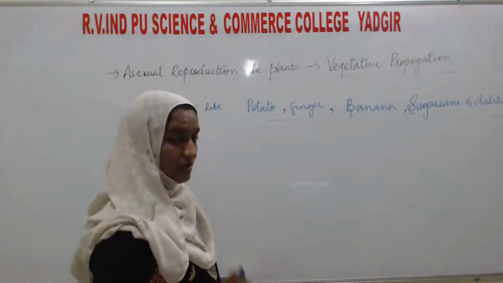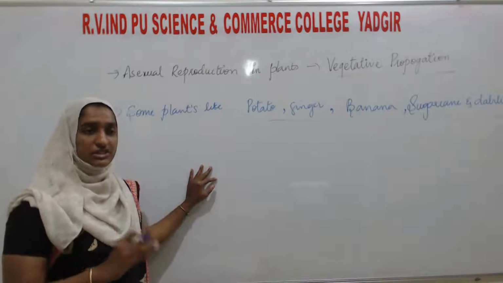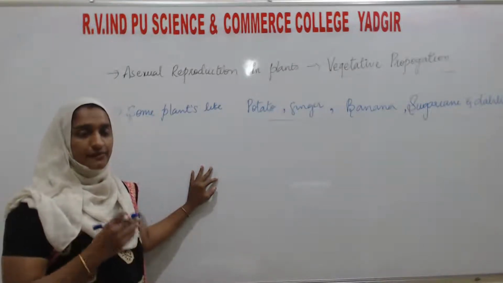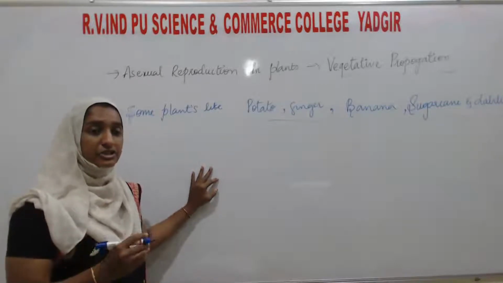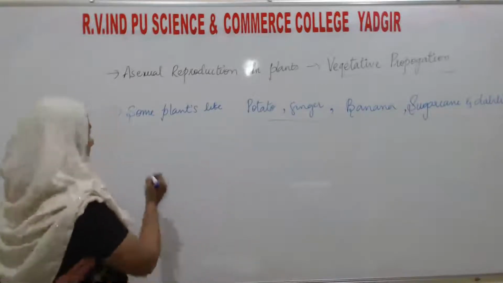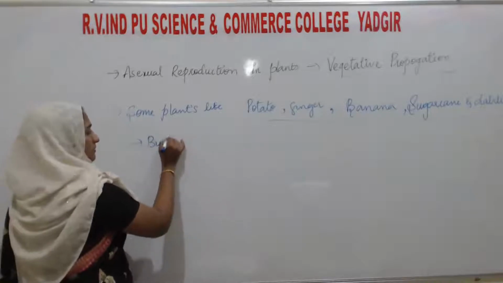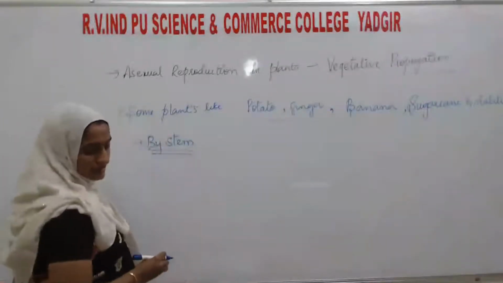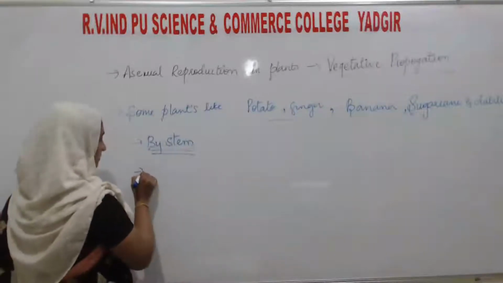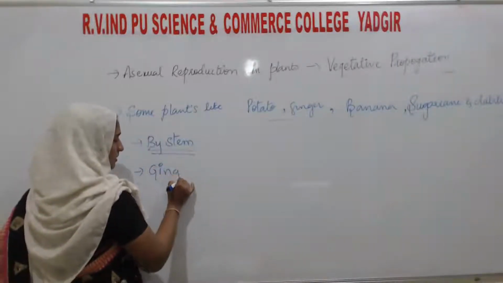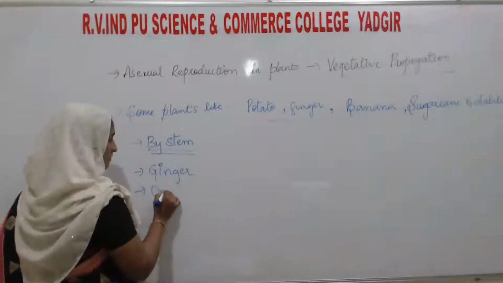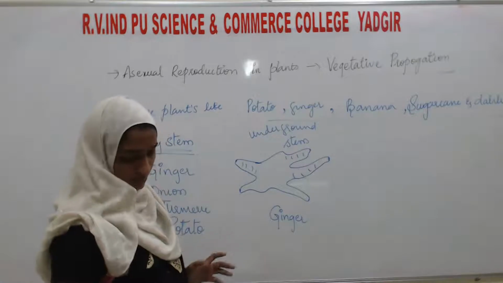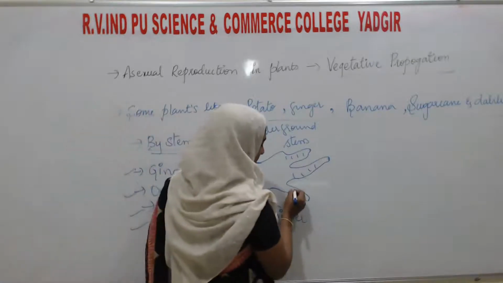Next, here we had talked about the roots, vegetative propagation by roots. Some examples are there which are undergoing vegetative propagation by stem. What are the examples by stem? Ginger, onion, then soil. So here also there is a presence of some buds.